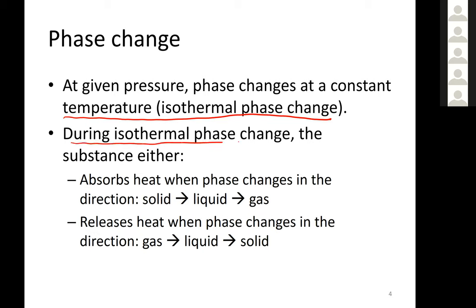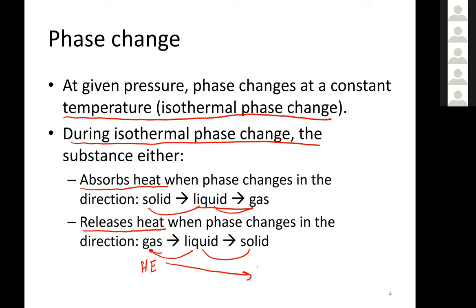Second, during isothermal phase change, the substance either absorbs heat when the phase change goes from solid to liquid, or liquid to gas, and releases heat when the phase change goes from gas to liquid or liquid to solid. So here I need to release heat when I go from gas to liquid. And of course, when we have gas, we have a high energy level, and the energy level decreases with the liquid until it reaches its lowest when we have solid. So here we need to give up heat.